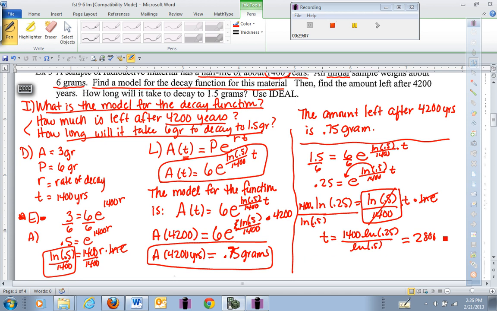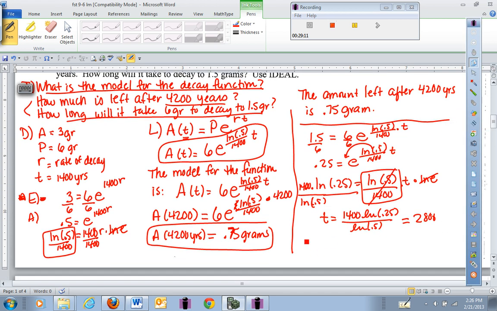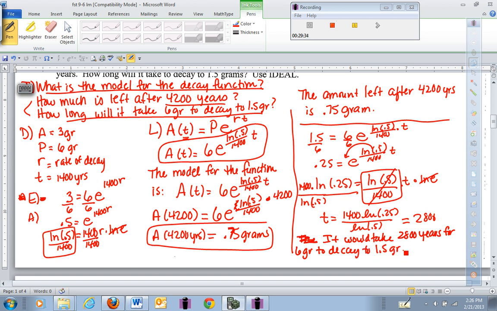So then I would say, to answer that question in a complete sentence, I'll write this one. It would take 2,800 years for 6 grams to decay to 1.5 grams. Okay. So that problem was pretty loaded with questions, but you have to take what you know and form the equations to get the model, and then you can use the model to answer pretty much anything.